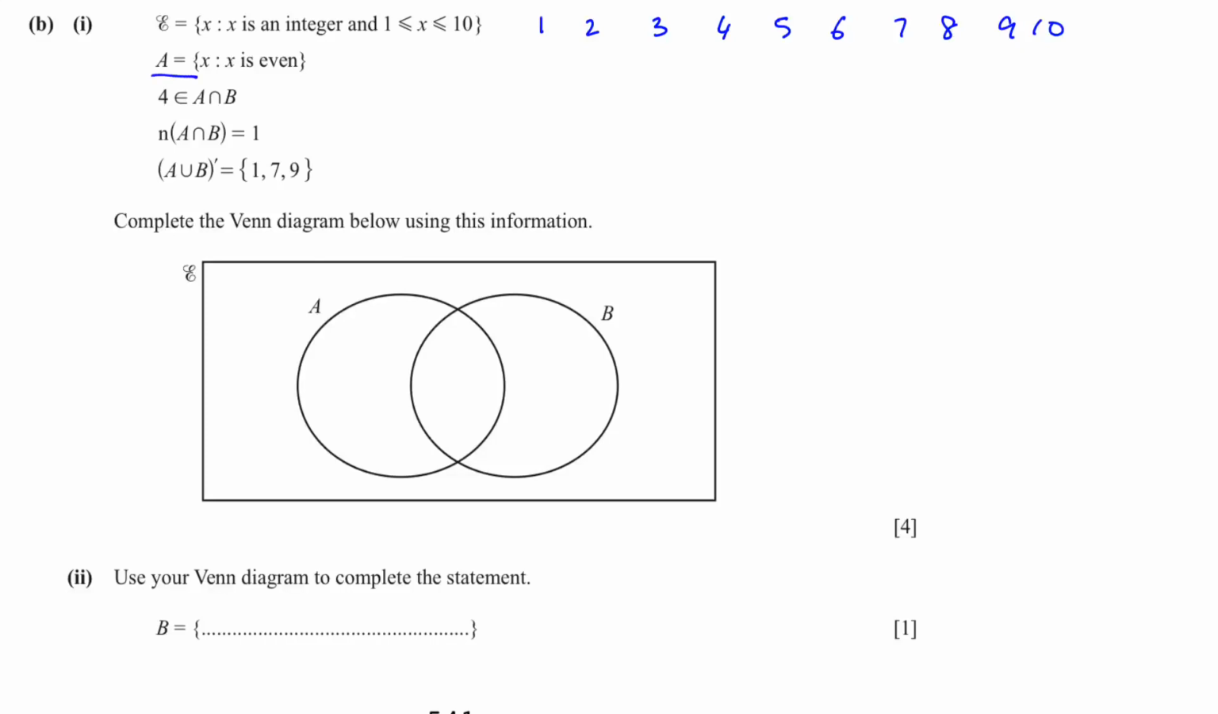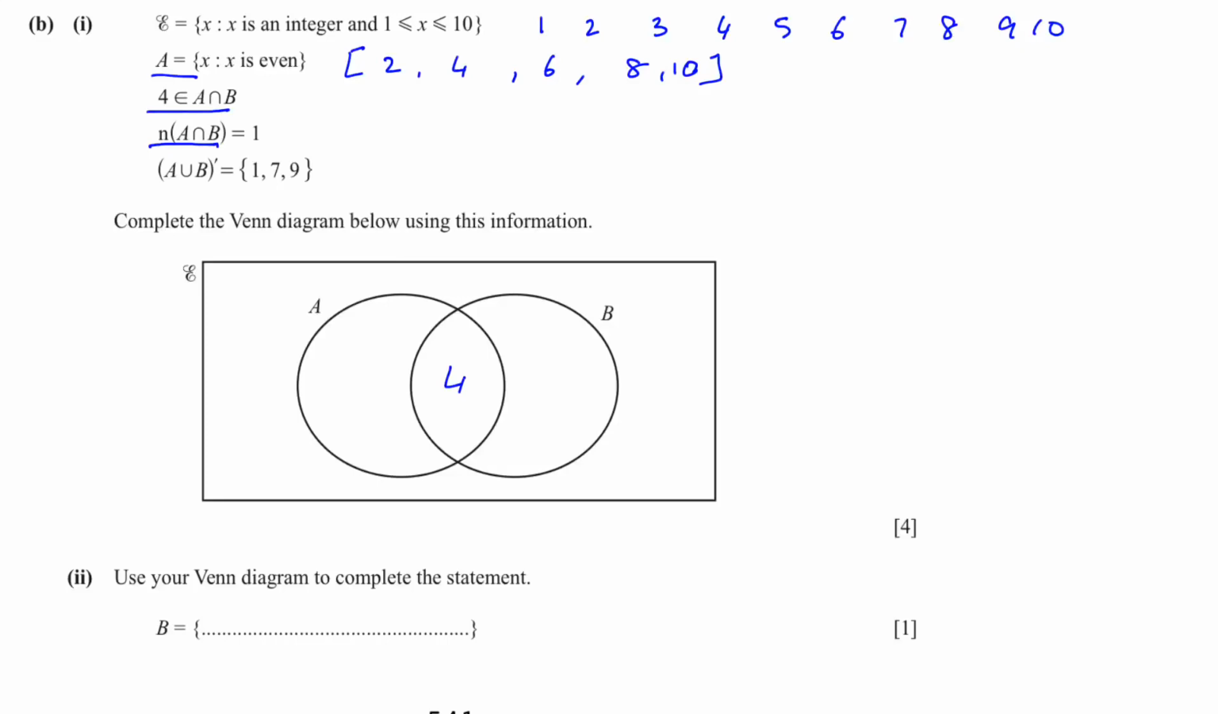Set A, X is such that X is even. What are the even numbers? Even numbers are numbers ending with 2, 4, 6, 8 and 0. So we have 2, 4, 6, 8, 10. 4 is an element of A intersection B. This part is your intersection and 4 is an element of it. So 4 will come here. The number in A intersection B is 1. So we have only 4 here.